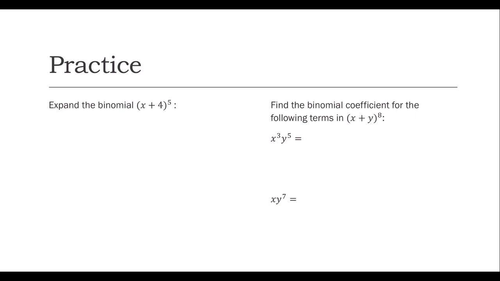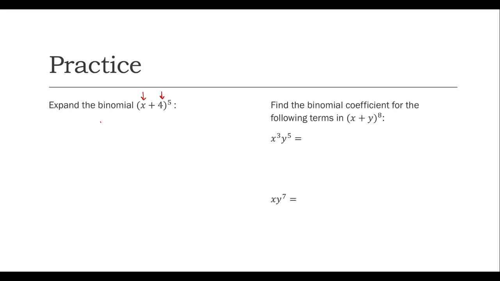So here we have some practice problems with the binomial theorem. This first one says expand the binomial x plus 4 to the 5th. So I'll teach you a quick trick with this so that you can save time on your test. So we have our first term is x and our second term is 4.